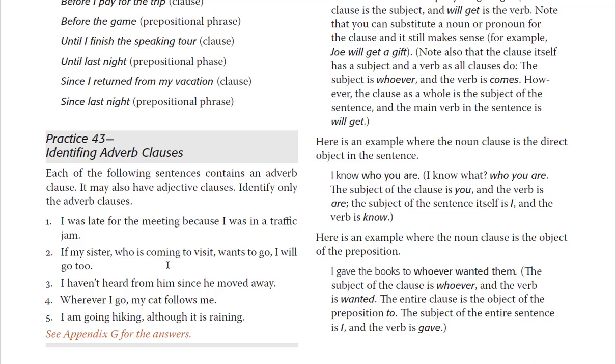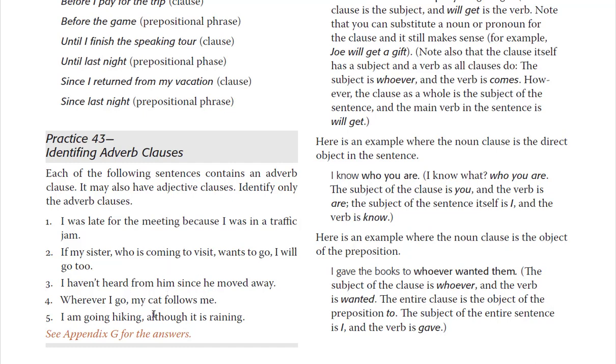If my sister, who is coming to visit, wants to go, I will go too. "Who is coming to visit" is not an adverb clause. It's an adjective clause because it modifies sister. I haven't heard from him since he moved away. So this is an adjective clause because it modifies him.